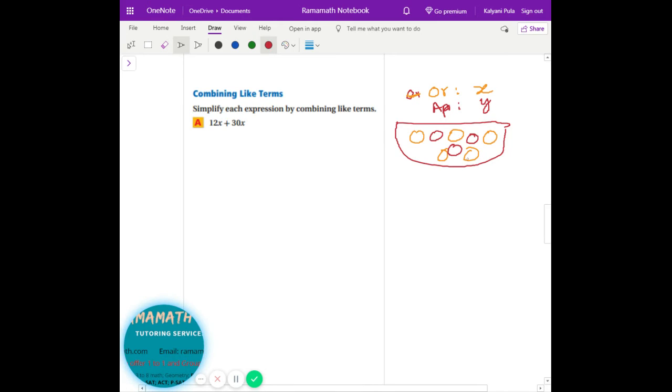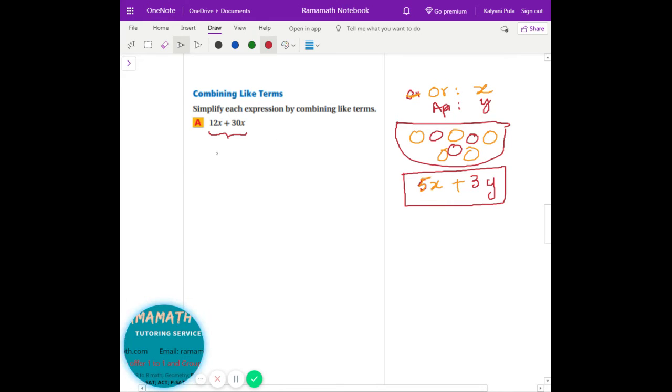How many oranges are there here? So 5 oranges up here, so it's 5x for the oranges, plus we have 3 apples in this one, so 3y here. If I write an expression for that picture, this is how it comes. When I put all the oranges together and all the apples together, if I see the same letter or variable, then they are like terms. Then I can combine them.